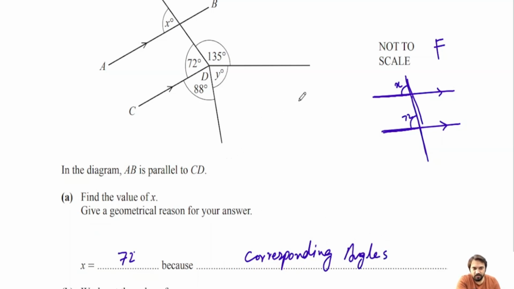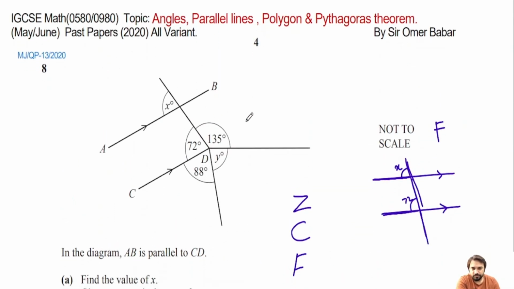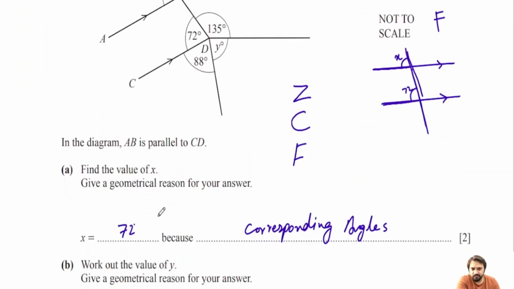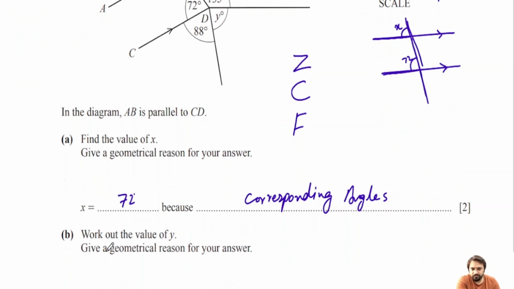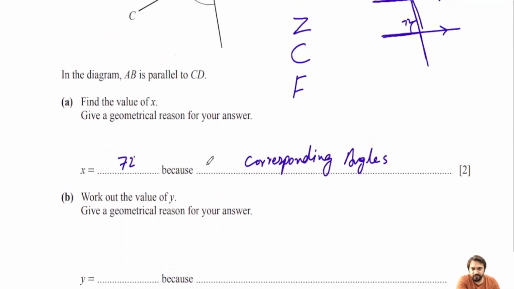Actually, I have discussed all the angles, that is Z shape, C shape, and F shape angles in my first video of this topic. So you should check on it. Now the next thing is work out the value of y, give a geometrical reason for your answer. We need to calculate the value of y, and we have to tell what is the reason behind it.